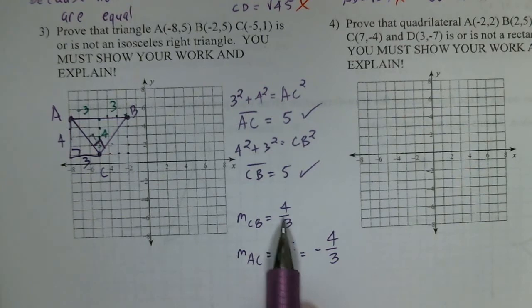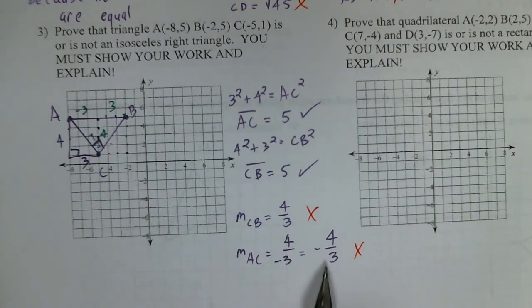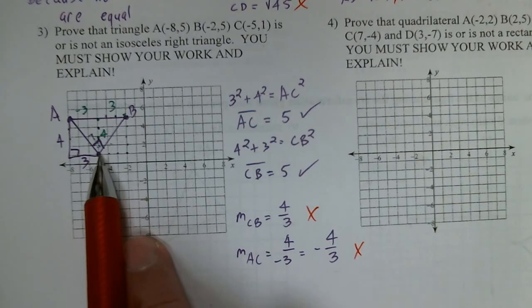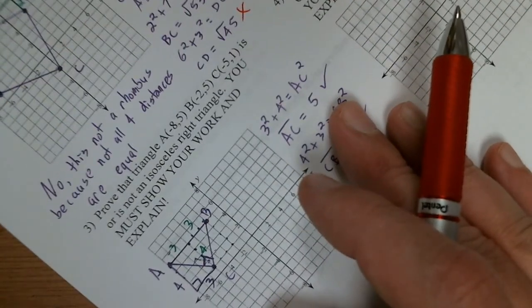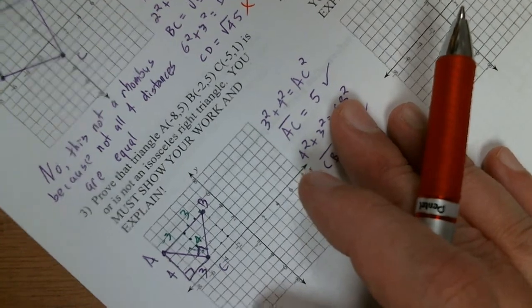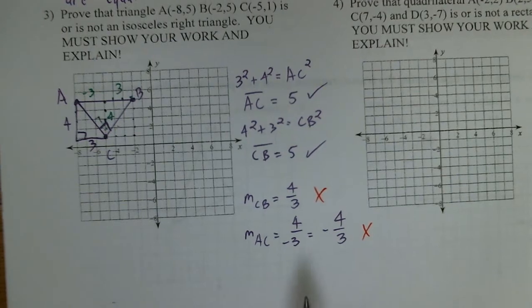So the question is, 4/3 and negative 4/3, are they negative reciprocals of each other? No, they're not. If this one had been negative 3/4, then those would be negative reciprocals, but they're not. In this case it kind of does look like a right triangle. If you turn it that way, you can say, wait a minute, no, that's an acute angle. Certainly it looks like a right angle, but it doesn't matter. We got to show the math.